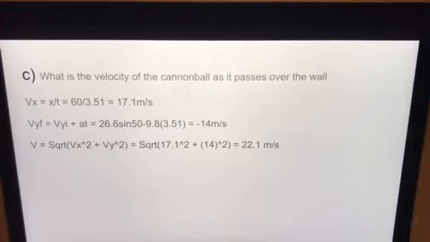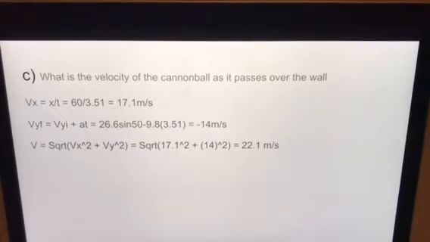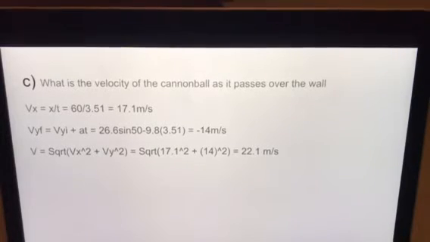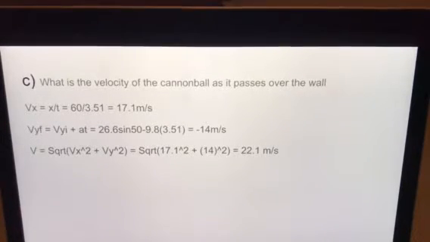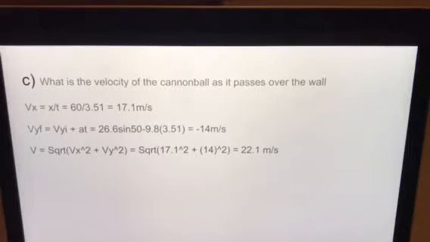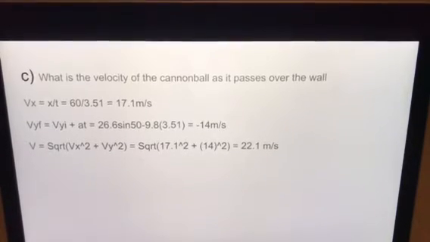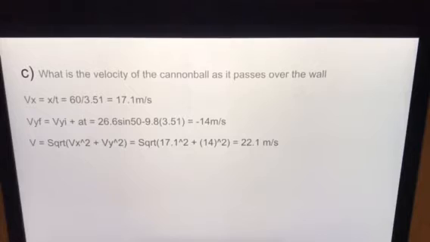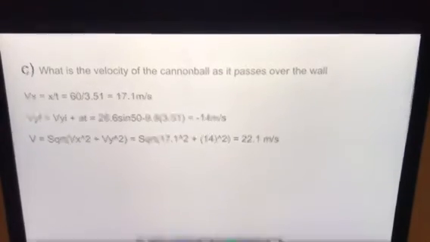C, what is the velocity of the cannonball as it passes over the wall? For C, its velocity will be the combination of horizontal and vertical velocities. Therefore, we can reason that velocity in the x is equal to x over time, position over time, which is equal to 60 over 3.51, which is equal to 17.1 meters per second.